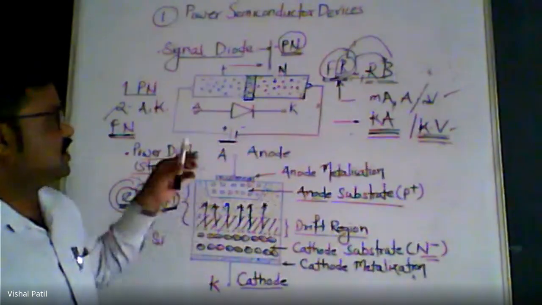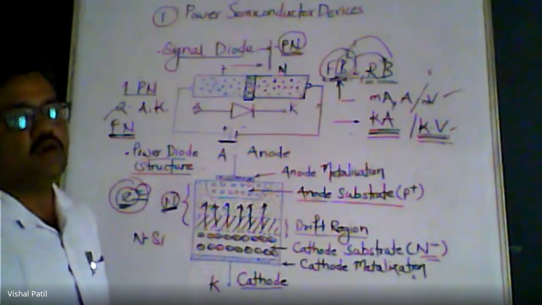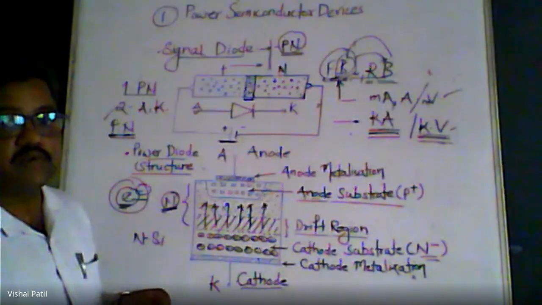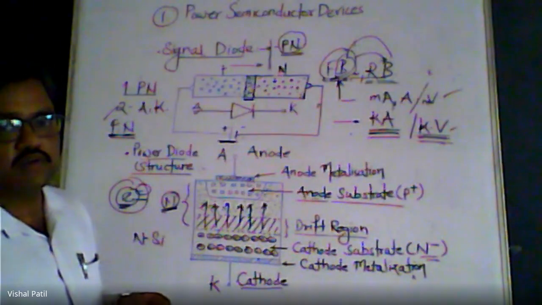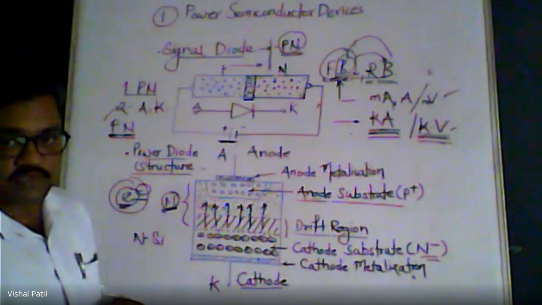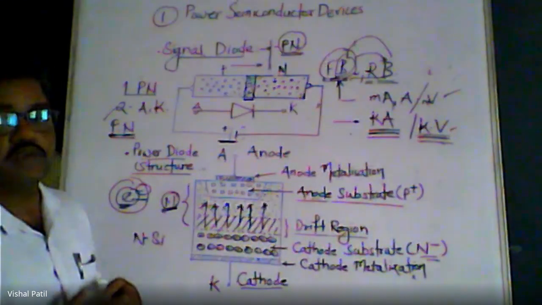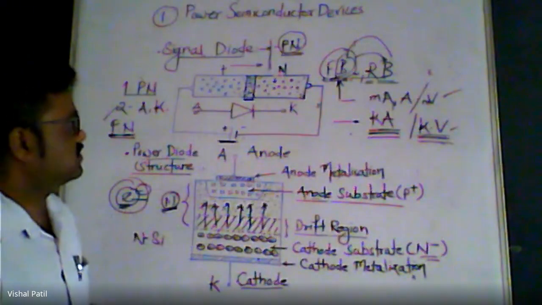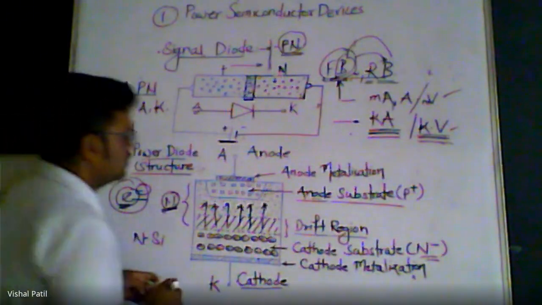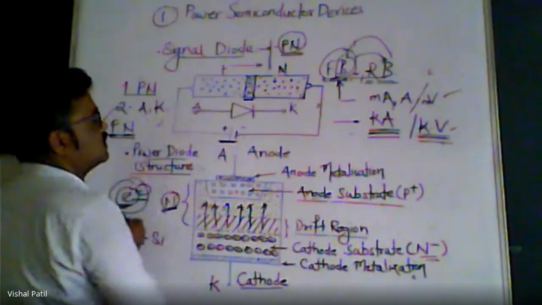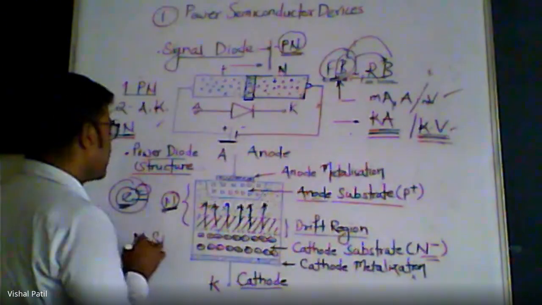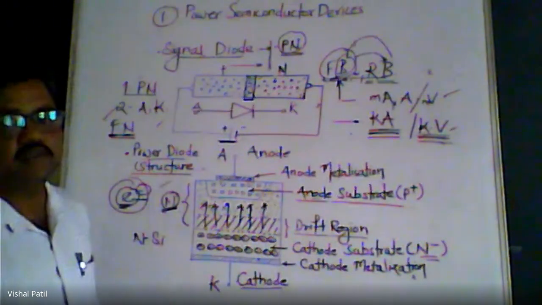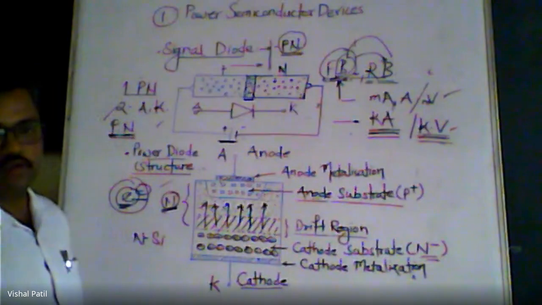We will see that in detail. What is the nature of the VI characteristic, and how can we plot those characteristics? Then what is the nature of the reverse recovery characteristic, what is its importance, and how do we get those characteristics? So I guess understanding the structure of the normal signal diode and the structure of the power diode is very important before we discuss the characteristics of the power diode.